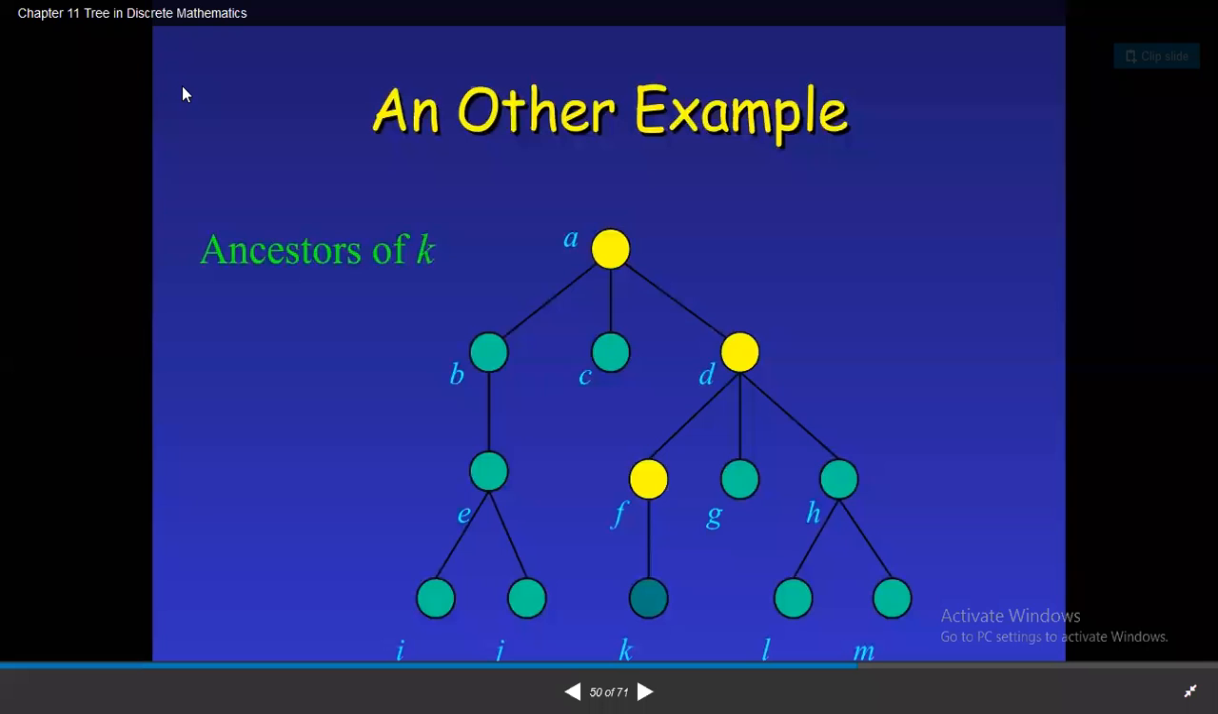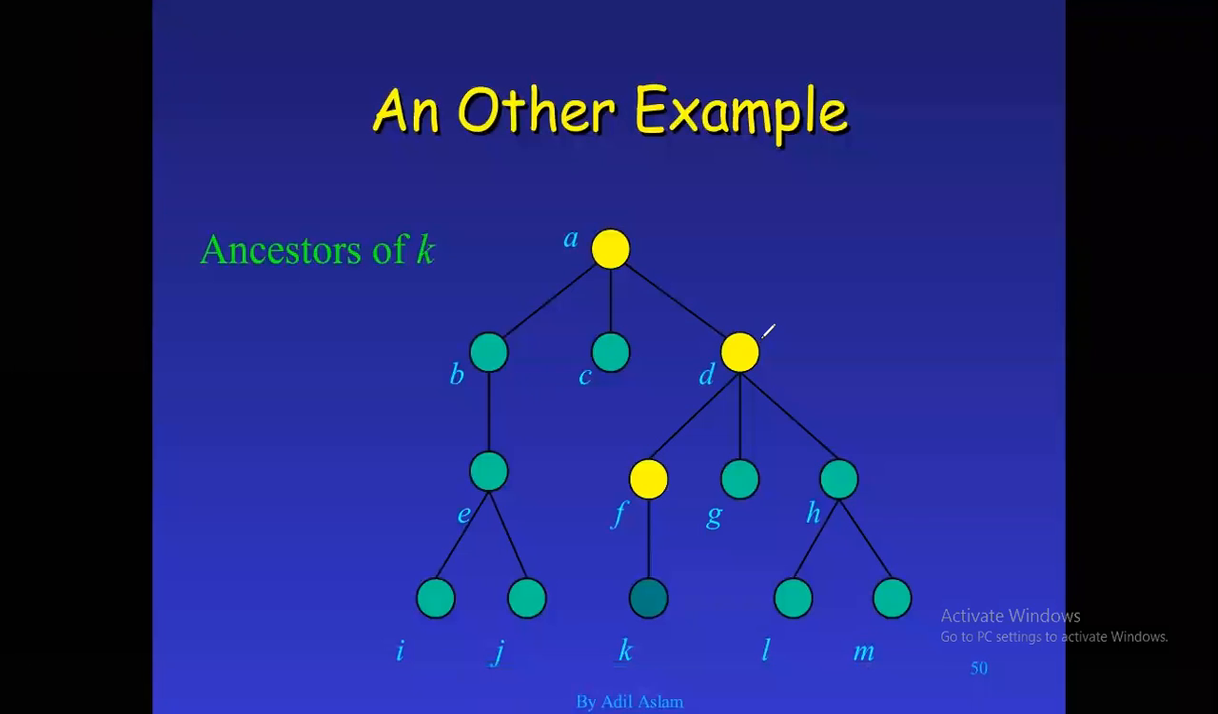Next, ancestors. So what do we call ancestors? For example, you have to check the previous vertices, simply previous vertices, ancestors of K. So K's ancestors means the parent, grandparents, all that. So F is an ancestor, D is an ancestor, A is an ancestor. So the ancestors of K are F, D, A, like parent, grandparent, like that.